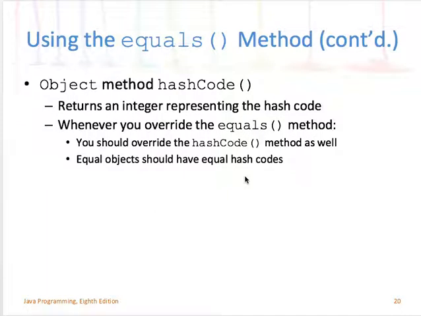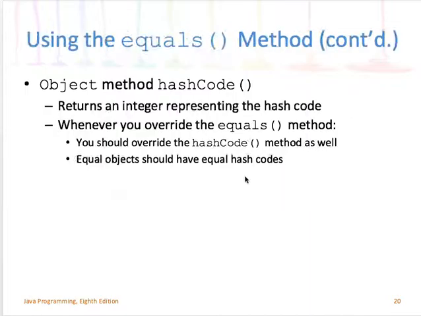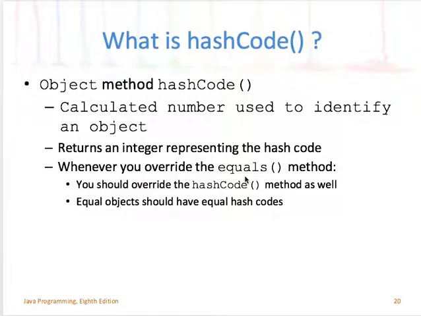The Object method hashCode returns an integer representing the hashCode. When you override an equals method, you should override the hashCode method as well. So what is a hashCode? The hashCode is a calculated number, basically a way to store information. So whenever you override the equals method, you should override the hashCode method.